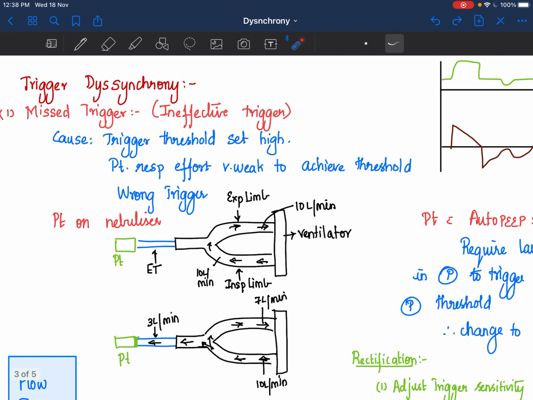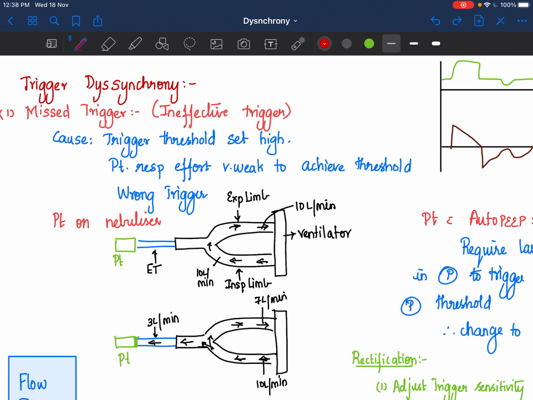In trigger dyssynchrony, there is ineffective trigger, an example being missed trigger. So what is a missed trigger? The patient is trying to breathe, but the ventilator is not detecting the effort of the patient. So what could be the problem?